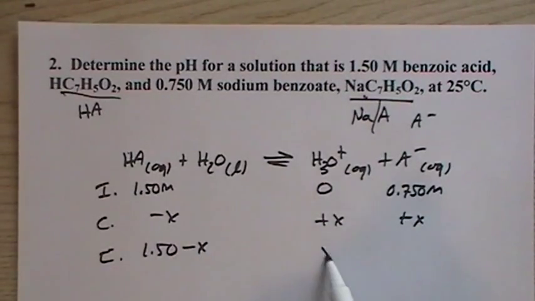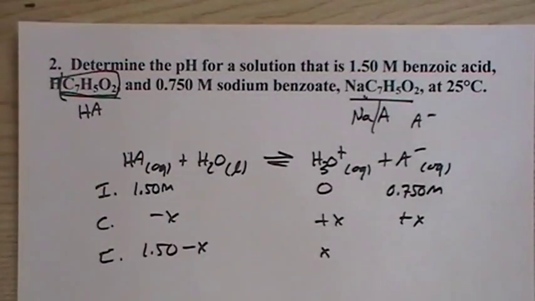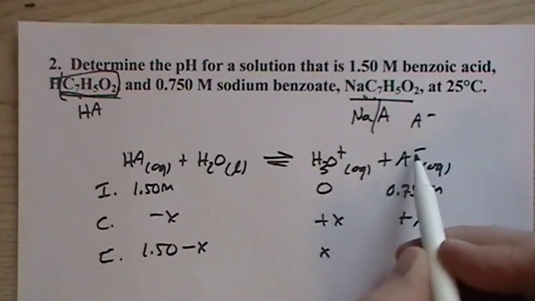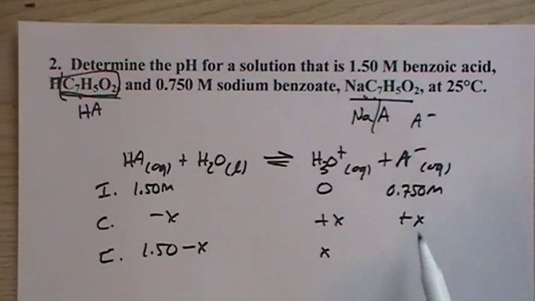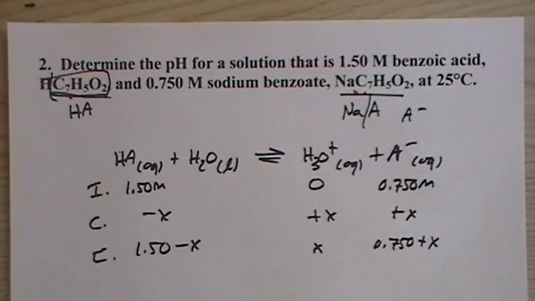The nice thing about these common ion problems, so the common ion here is that this benzoate is part of the acid and it's part of the sodium benzoate. So they both share the A-. And what I was going to say is that the nice thing about this is that the approximation will hold, and because it holds, we can get rid of both x's, and the problem becomes much easier. The x above here, and then the x below.